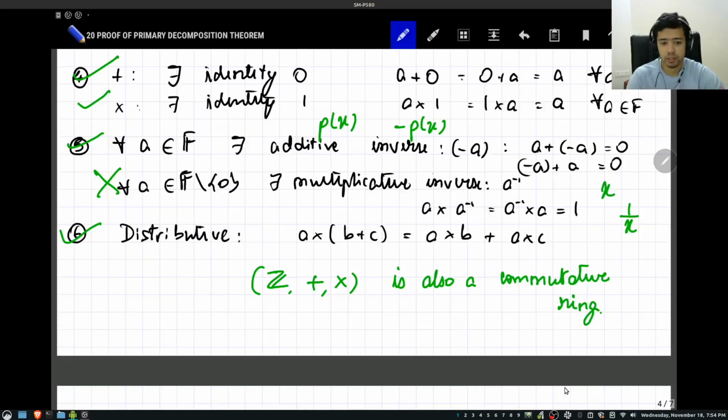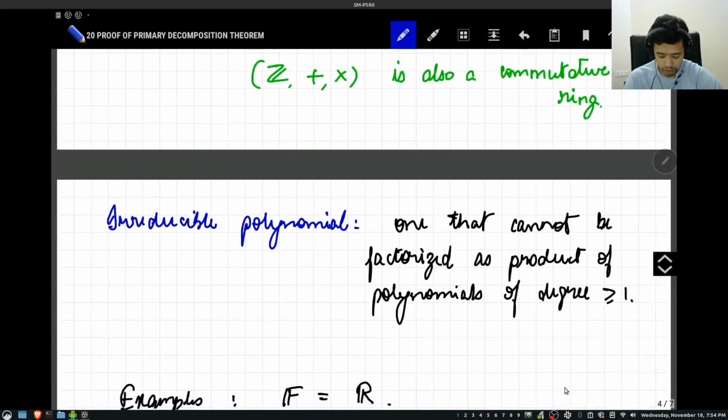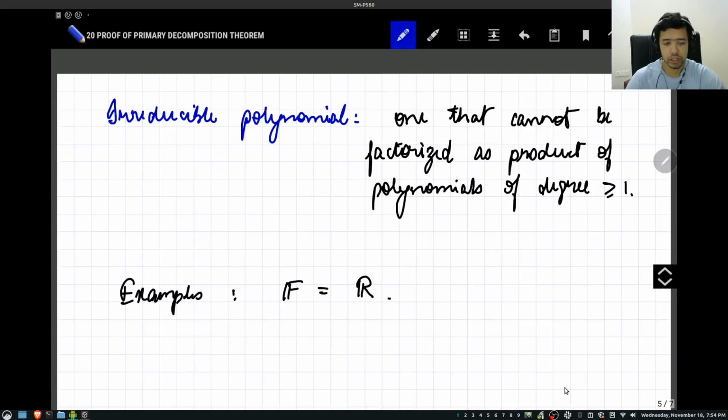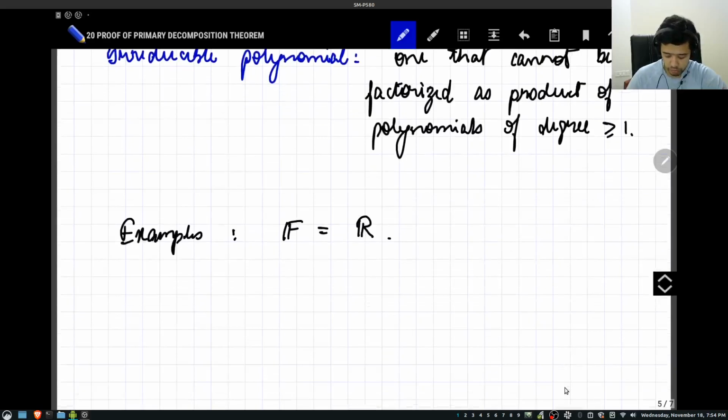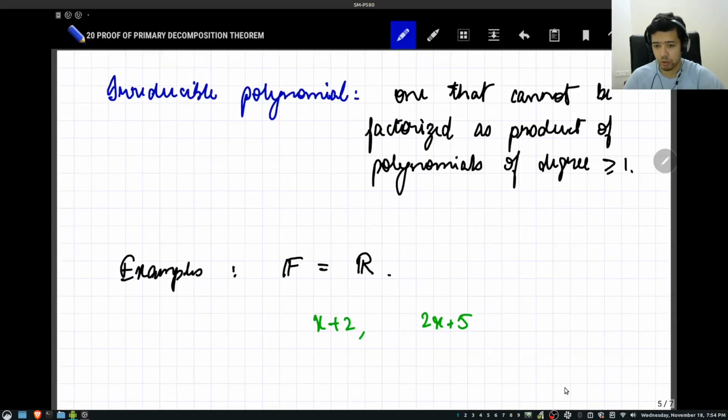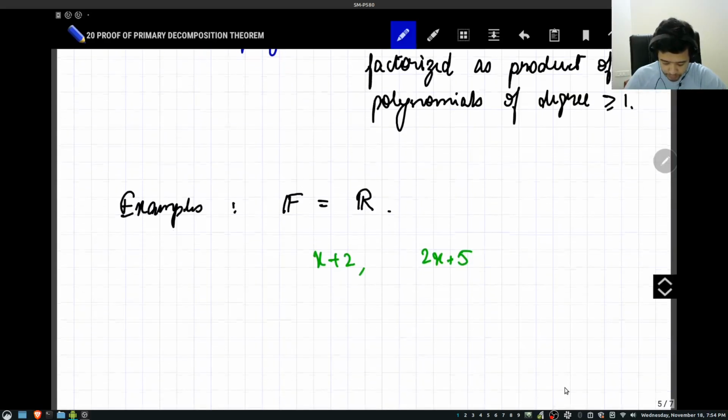And many of the properties that hold for the set of integers also hold for the set of polynomials. And in particular, the notion that we will use is what is called irreducibility of a polynomial. So a polynomial is said to be irreducible if you cannot factor it as a product of two polynomials of degree greater than or equal to 1. So for example, if you take F, the field, the coefficients come from the set of reals, then certainly every degree 1 polynomial is irreducible. So x plus 2, 2x plus 5, and so on, these are irreducible polynomials because you cannot factorize them as a product of smaller polynomials of degree greater than or equal to 1, right?